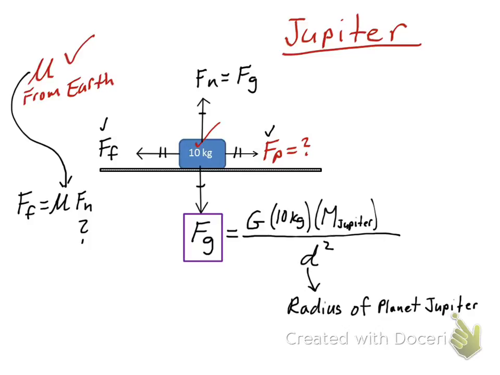That will allow me then to find force normal, and then I can use mu k from my Earth calculation and find my force of friction. My force applied must be in equilibrium with my force of friction, and that will solve the problem. Just plug in the appropriate numbers and understand what we're doing here, and you'll be good to go.